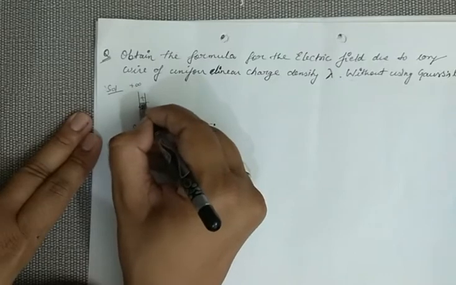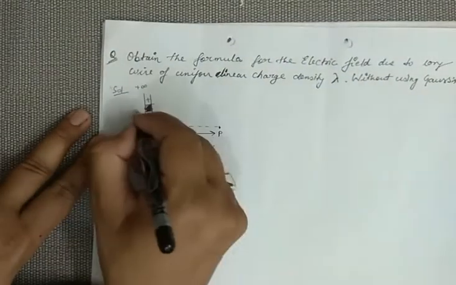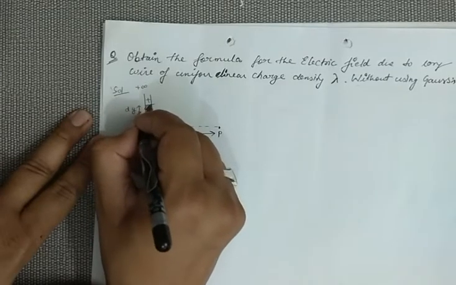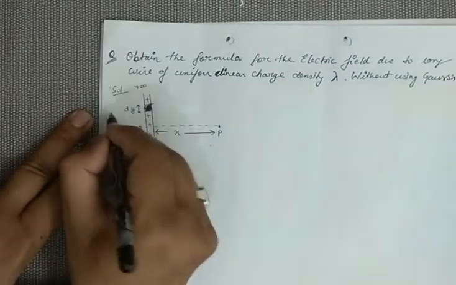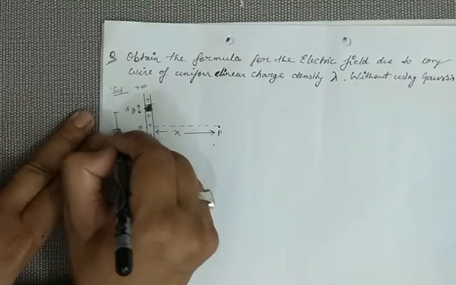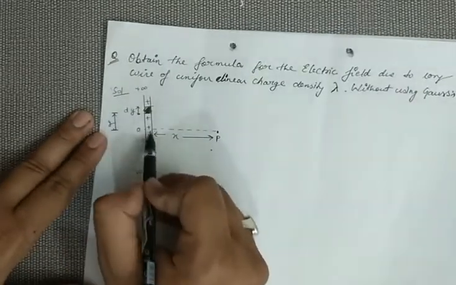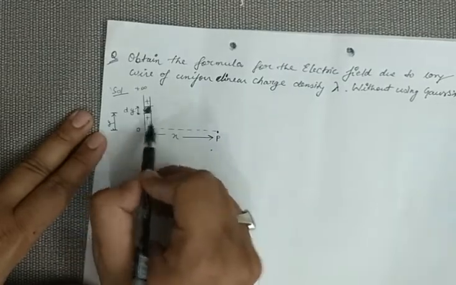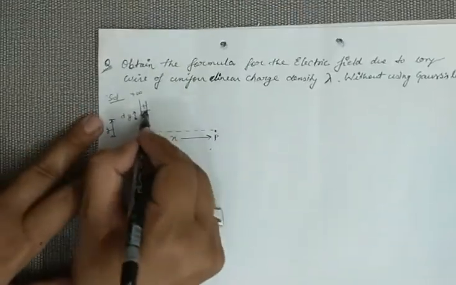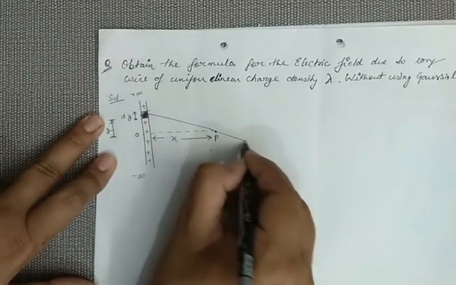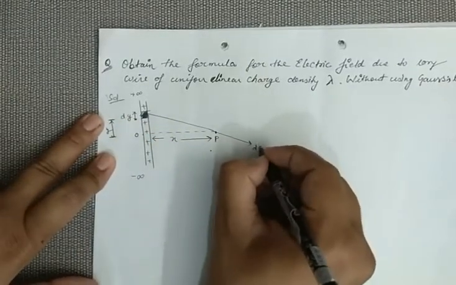So consider a small segment of the wire. The length of this segment is dy, and the distance of this segment from the center is y. So the electric field due to this segment, we just draw an electric field line because it is positive charge. So electric field will move outward. A small electric field dE.